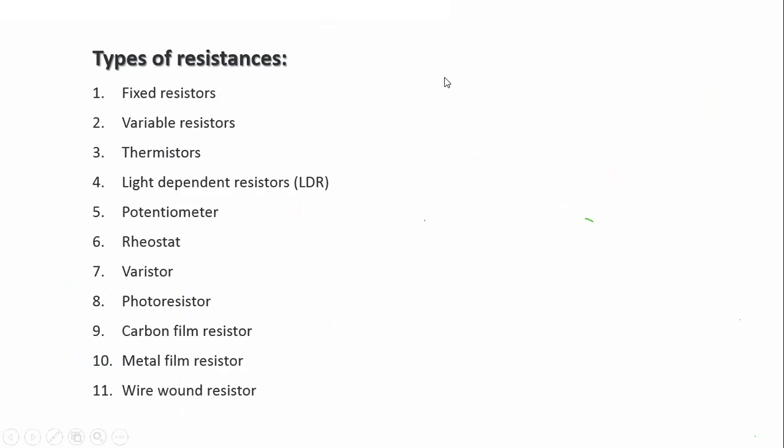Next is types of resistances. We have numerous types of resistances. You name it: fixed resistors, variable resistors, thermistors, light dependent resistors, the LDRs, potentiometers, rheostat, varistor, photoresistor, carbon film resistors, metal resistors, and wire-wound resistors. They all have the same purpose for resistance, but they do have different properties. That is why they are being differentiated.